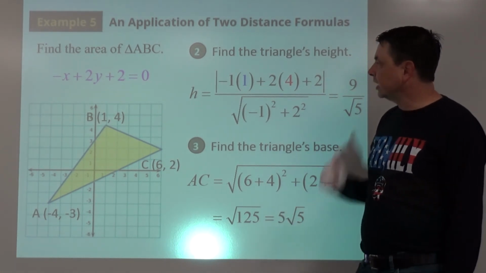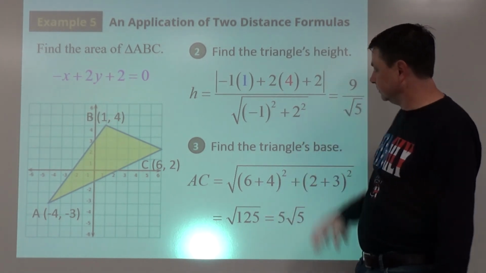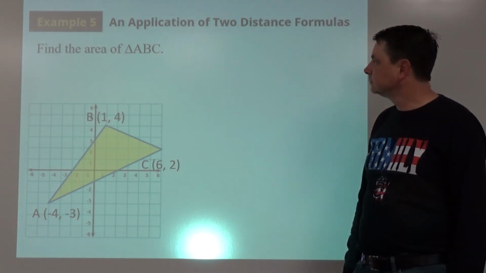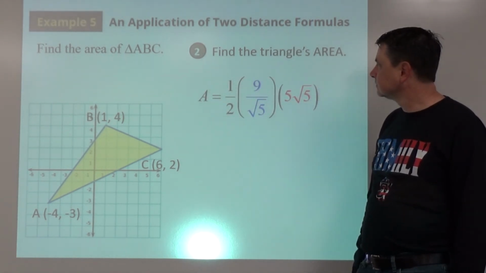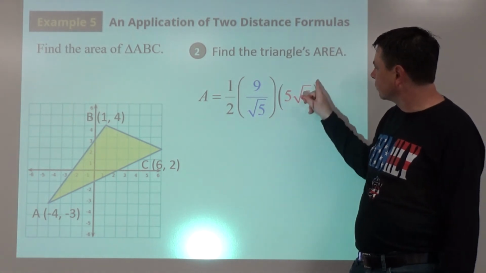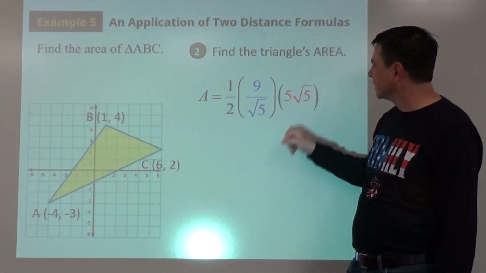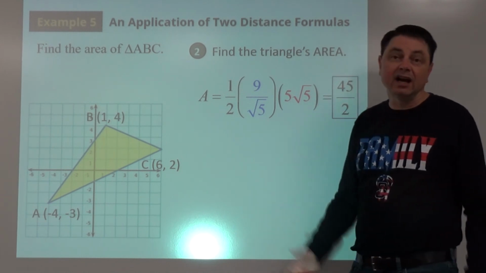So the area of the triangle is 1/2 times the base times the height. Probably should be number 4 there. So we do that. Root 5 divided by root 5 is going to cancel. 9 times 5 divided by 2, 45 halves, 22.5.